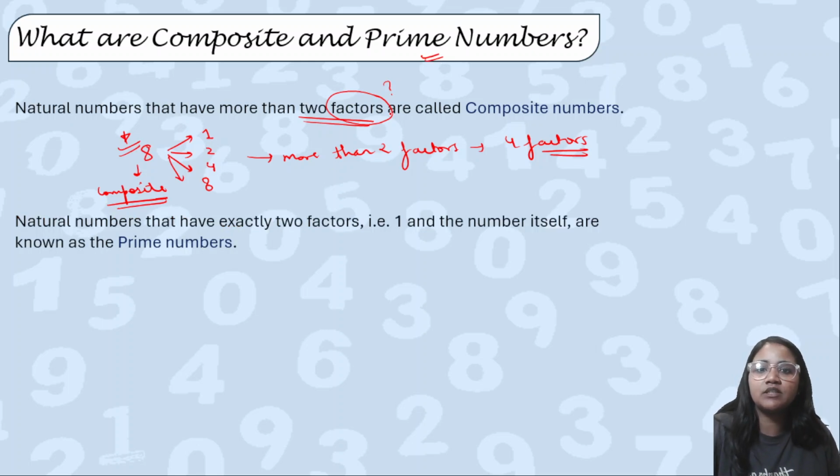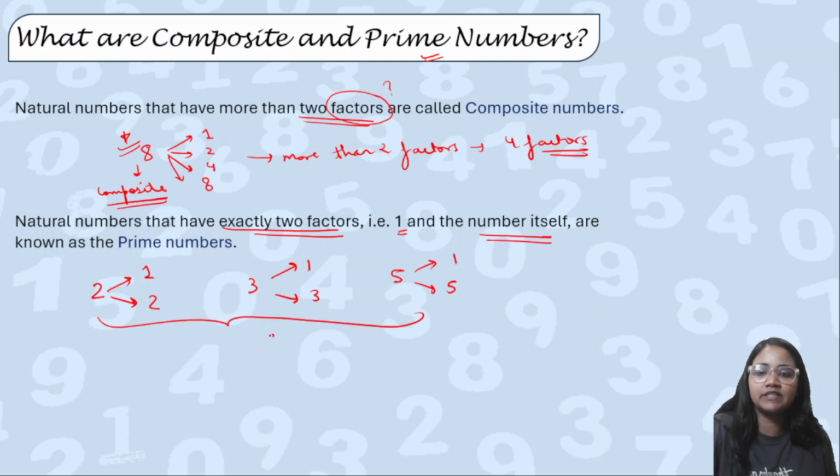A prime number is a natural number which has exactly 2 factors, which include 1 and the number itself. Let's see an example. 2, can you think of 2? How many factors does 2 have? 1 and the number itself, 2, right? Similarly 3, 1 and 3. Similarly 5, 1 and 5. They all have exactly 2 factors. So what can we say? They are prime? Yes. So these 3 numbers are prime numbers.